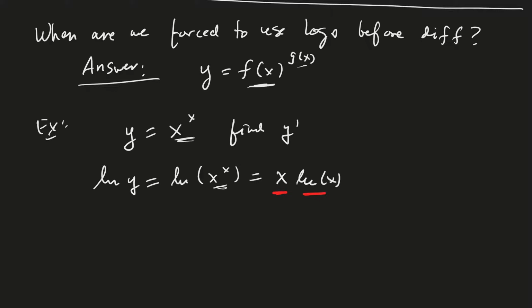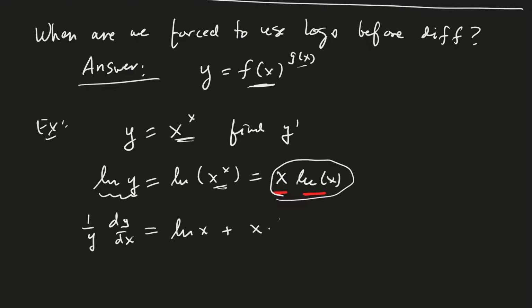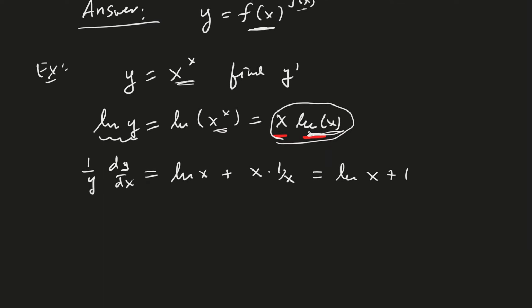Okay, so now we differentiate and we get 1 over y dy over dx. That's the implicit derivative of the natural log of y, equals, and now we're taking the product rule of that. So that's going to be the natural log of x plus x times 1 over x. And so remember we just did the derivative of the natural log, right? And so that's the natural log of x plus 1. But wait, we're not finished. The last step is to solve for dy over dx. And so we have to multiply both sides by y. Natural log of x plus 1.